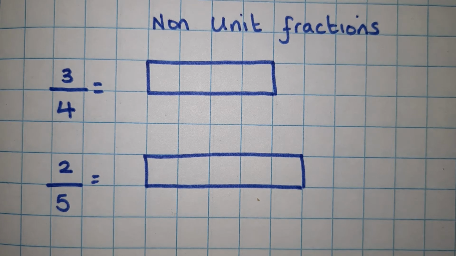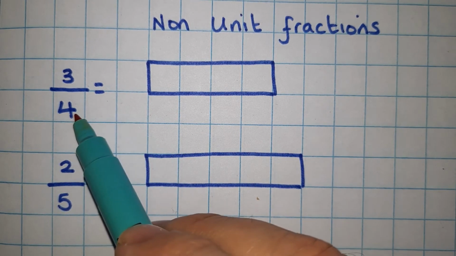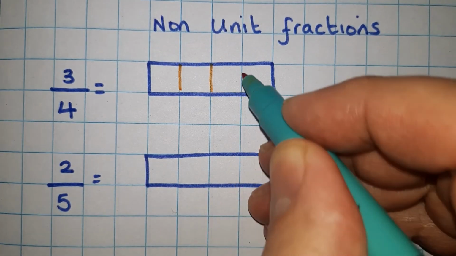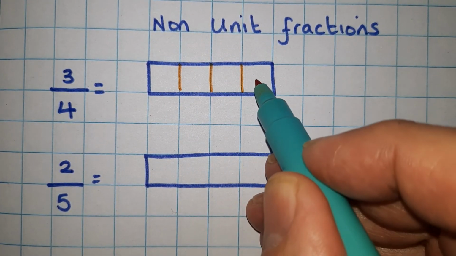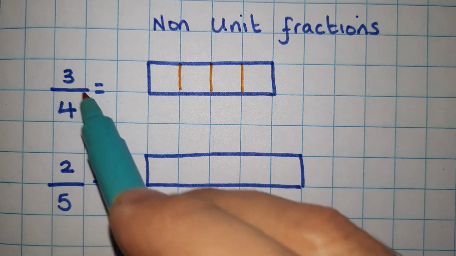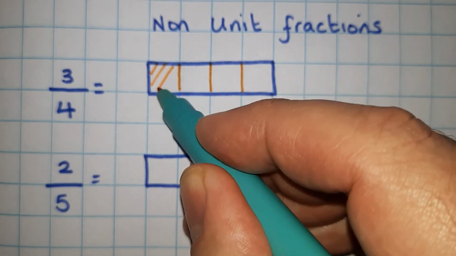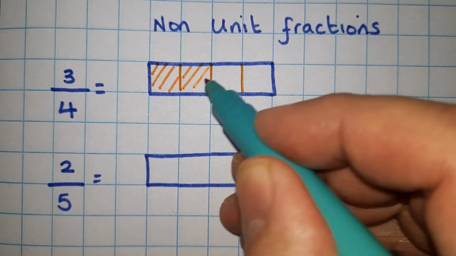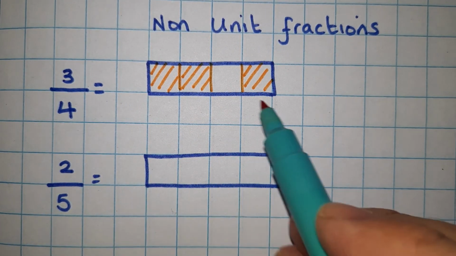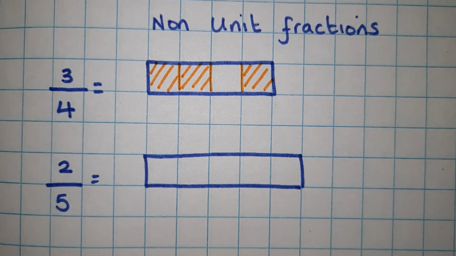Now non-unit fractions work exactly the same way. We start by looking at our denominator, which tells me I need to split my bar into 4 equal parts. 1, 2, 3, 4, each one 1/4. Now the numerator is telling me I need to have 3 parts present. Now the parts don't need to be next to each other, just as long as there are 3 shaded. So this bar now represents 3/4.